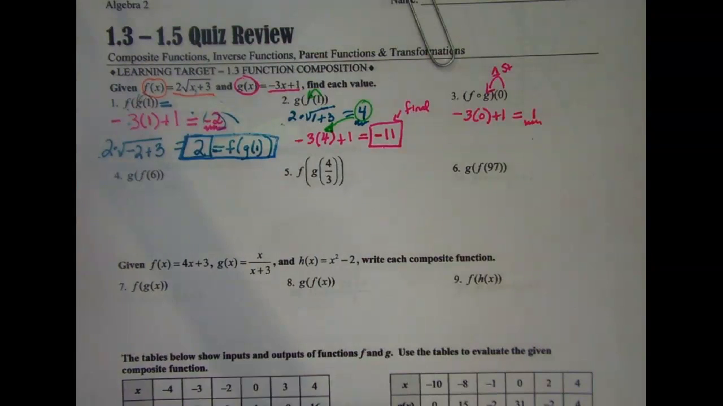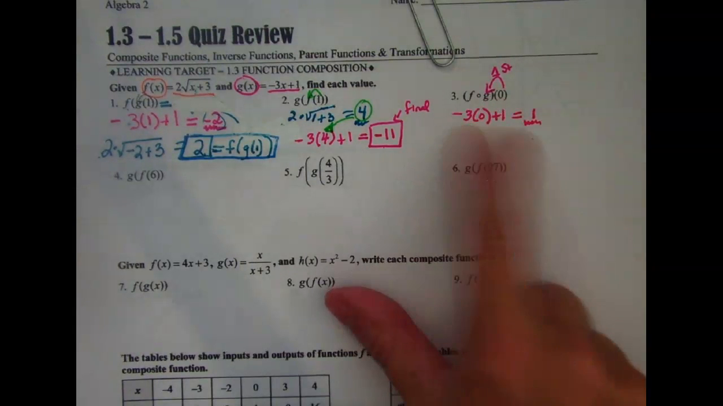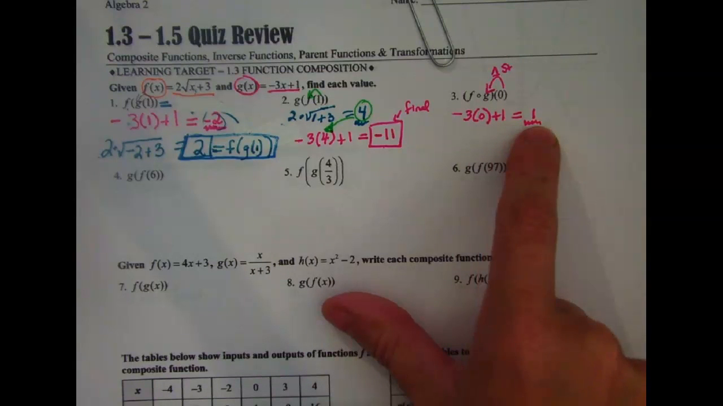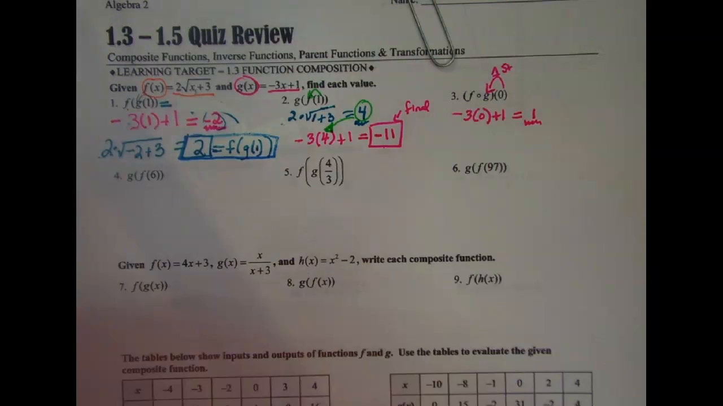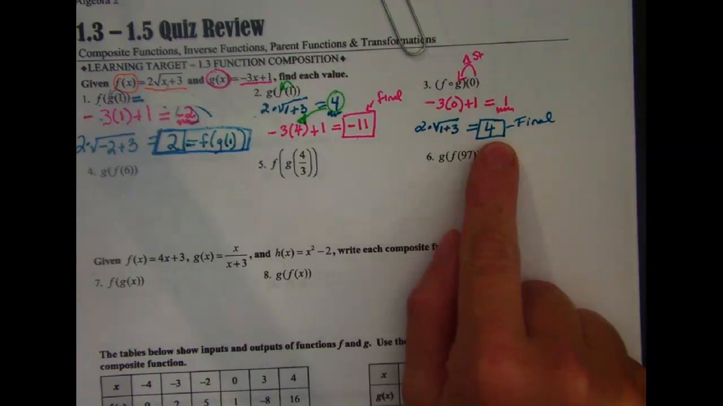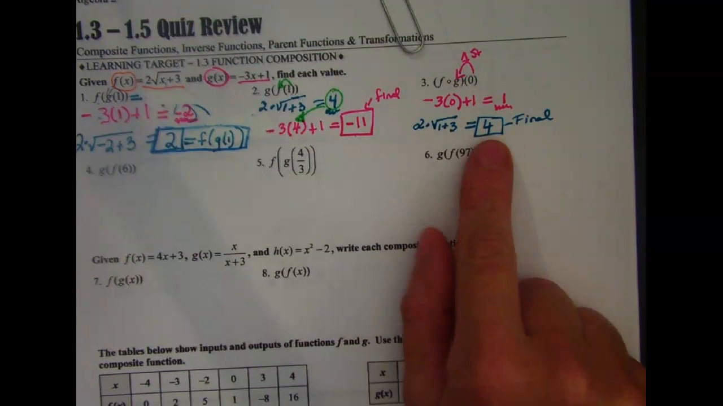So yes, when we plugged that 0 into our g, we ended up with -3 times 0 plus 1, and we ended up with 1. So now with that 1, we're going to take it and plug it into our f and see what we get. And when we plugged that in, our final answer would have been 4.